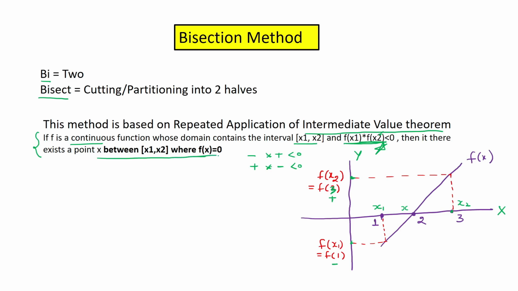So f of x equal to 0 means if I put this 2 into this function, I will get the value of this function as 0. That means this 2 will be the root of this function. So the word intermediate means that there will be an intermediate value between this x1 and x2 range. I hope you have understood this theorem, because we are going to use this theorem again and again in our working of the bisection method.